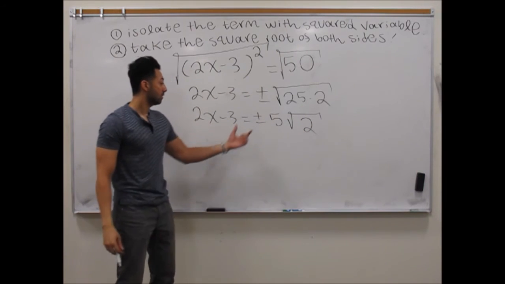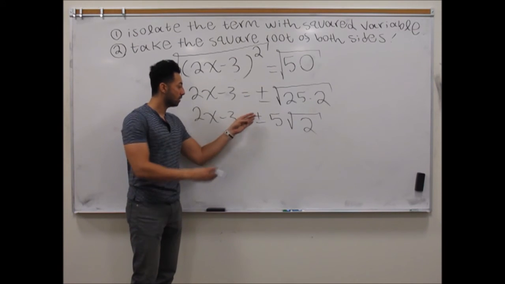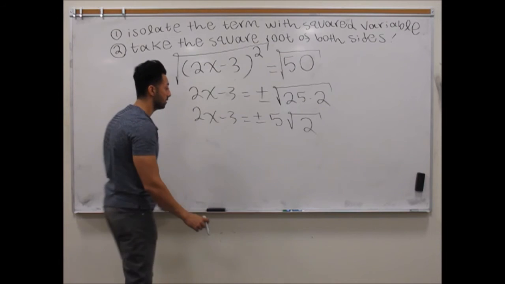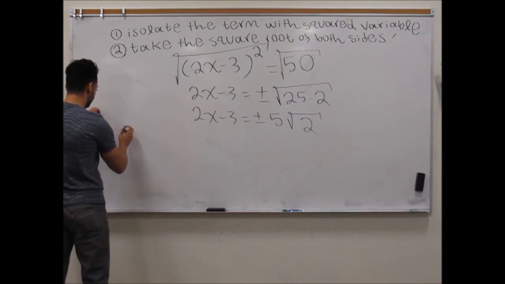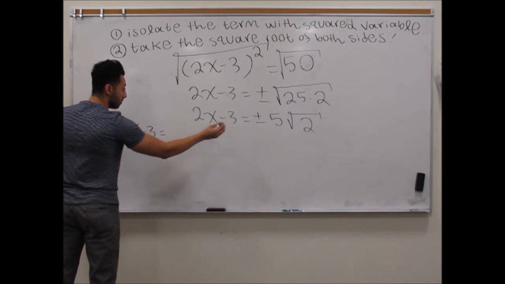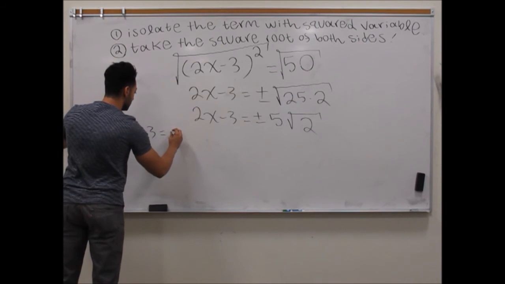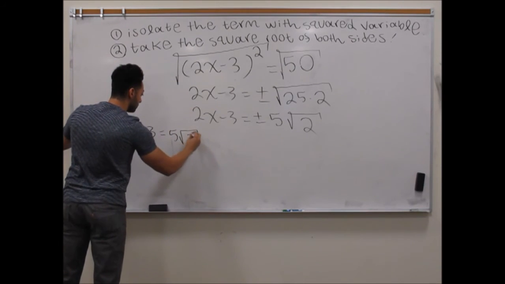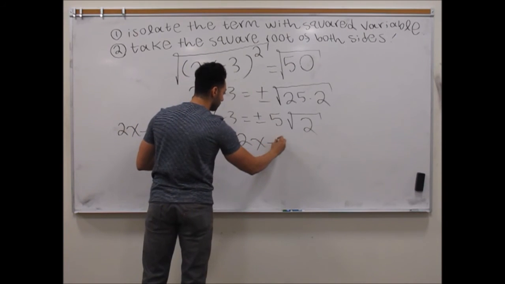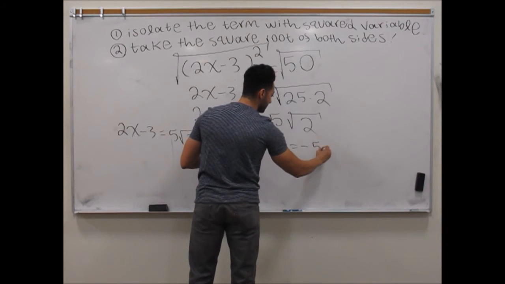And personally, at this part of the problem, I would break this down into the positive and negative like I did in the previous example, right? So I would say that 2x minus 3 is equal to the positive root, which is, I'm not going to write the positive, it's just 5 rad 2. Then we also have another solution coming from the negative root, so 2x minus 3 is equal to the negative of that, which is negative 5 rad 2.